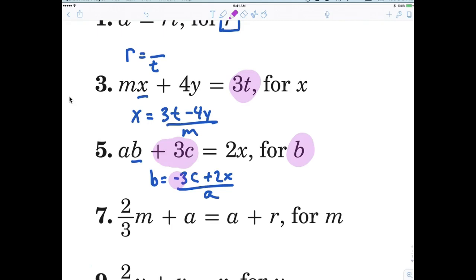We can't put down negative 3c and 2x because we have to connect them. We connect them with what? Positive, or with a plus. Right, you're right. It could be either; when you connect them, it's either positive or negative. In this case, it's positive because the 2x is positive. All right, good question.